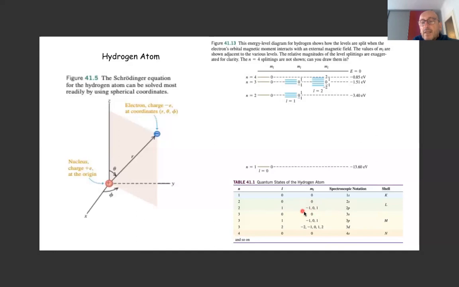And you can see that there's always an odd number of values for the possibilities of the Z component of the angular momentum. It's 1, 3, 5, 7, and so on. You cannot have an even number of orbital angular momentum components along the Z-axis. So that's an interesting aspect of our solution.